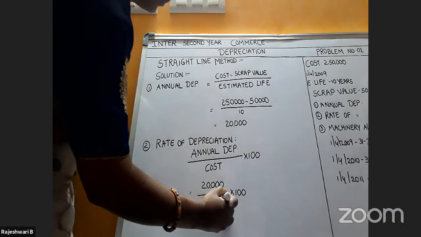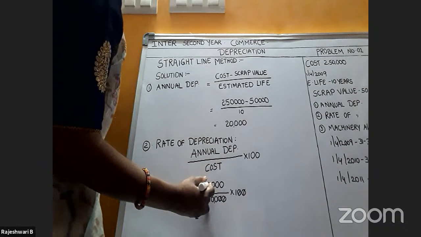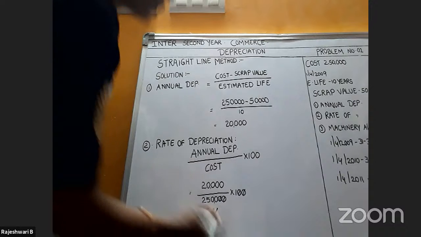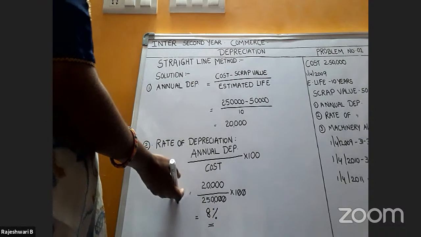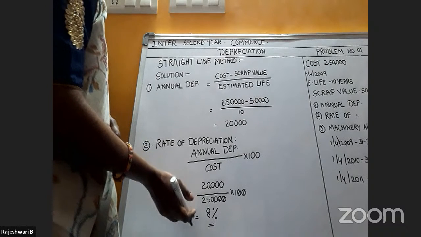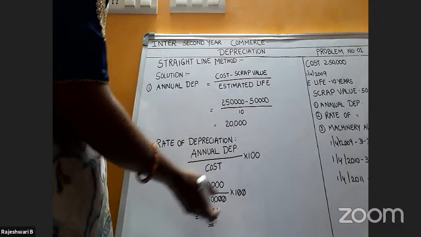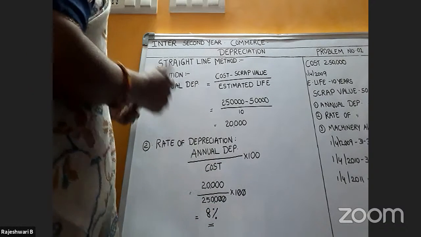Eight percent is the rate of depreciation. Rate of depreciation, how much is it? 8%. 8% every year we are charging depreciation on the asset, on the machine.